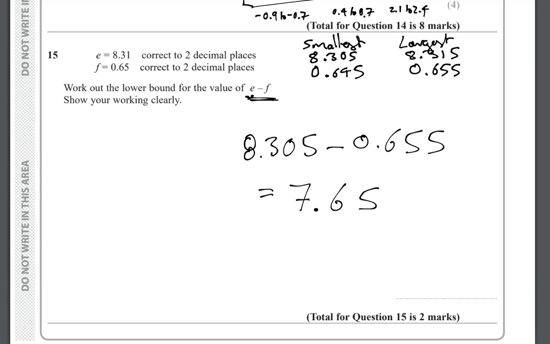The upper bound, interestingly, would be the biggest E and the smallest F. That would give you the biggest value.